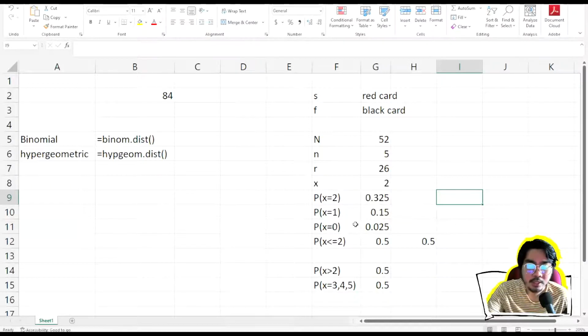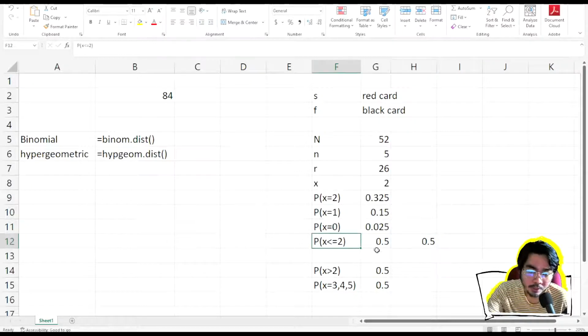It's less confusing and it's less prone to error, no? But if you want to be efficient, you can use the cumulative function, no, para mas konti yung steps na ita-take nyo. Okay?